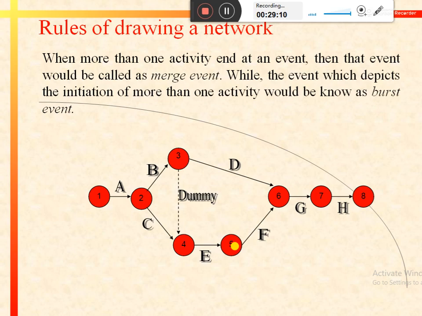So here come the two basic terms that are generally used while drawing a network. When more than one activity ends or terminates at an event, then that event would be called a merge event.